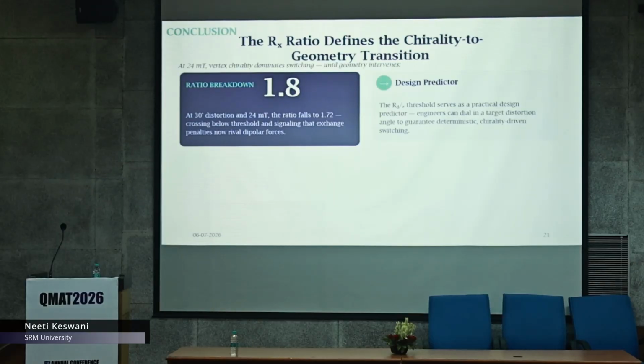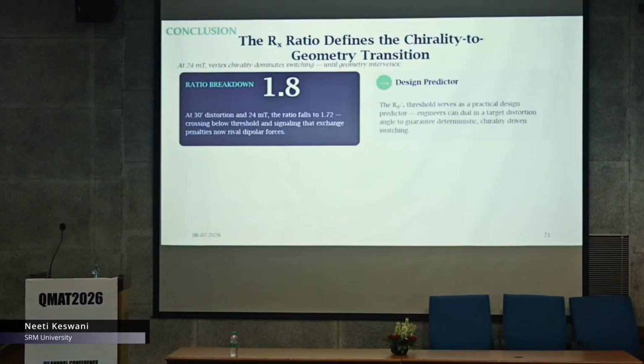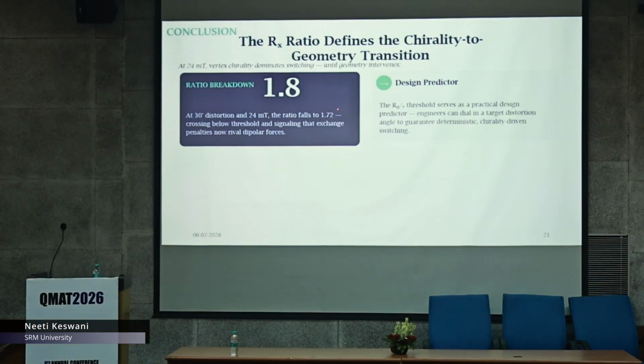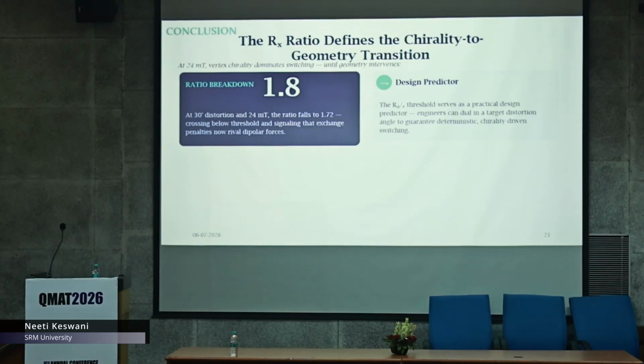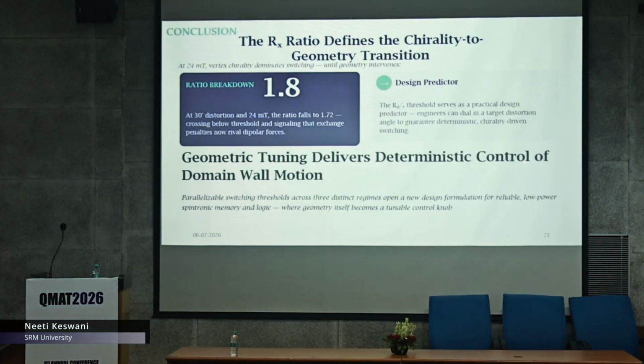Okay, so the conclusion of my slides is that this is the breakdown ratio, 1.8. The moment you are greater than it, life is okay, with chirality driven switching. But when we fall below 1.8, this is the ratio of D by Z, dipolar energy upon Zeeman energy. So this will be a design parameter. I told you that this is for 1000 by 120 nanometer. The moment you change this aspect ratio, the value will change, and so we can tune this breakdown ratio. Geometric tuning delivers deterministic control of the domain wall, which is a very important tool.